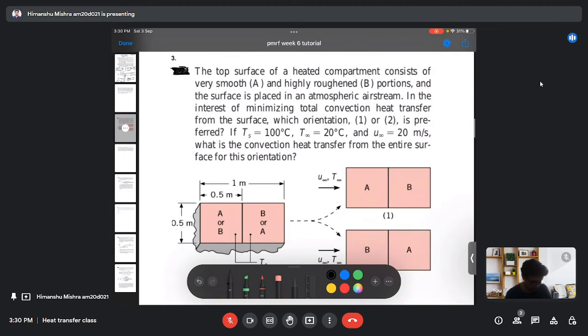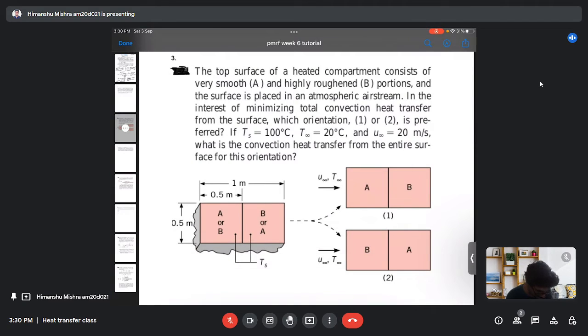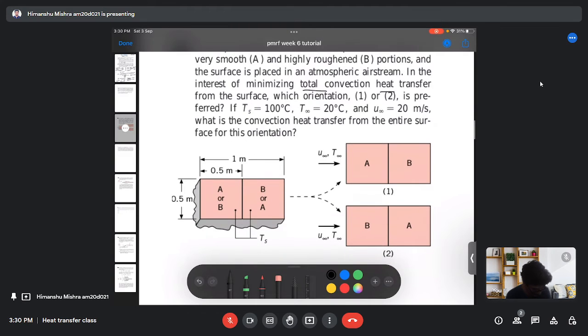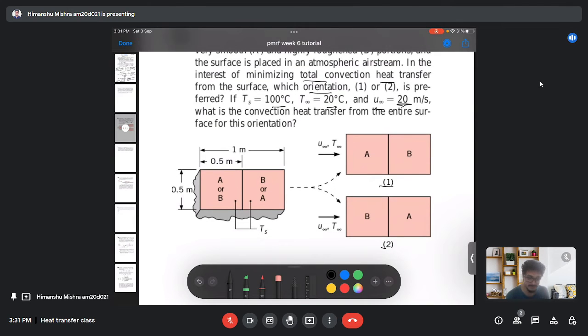In the third question, the top surface of a heated compartment consists of a very smooth and a highly roughened portion, A and B, and the surface is placed in the atmospheric air stream. In the interest of minimizing total convection heat transfer from the surface, which orientation, 1 or 2, is preferred? The surface temperature is 100 degrees Celsius and the air temperature far away is 20 degrees Celsius. The velocity of the air is given as 20 meters per second, and we need to find the convection heat transfer and the specific orientation.